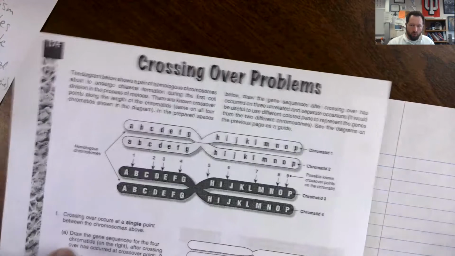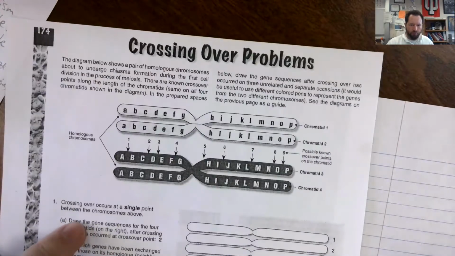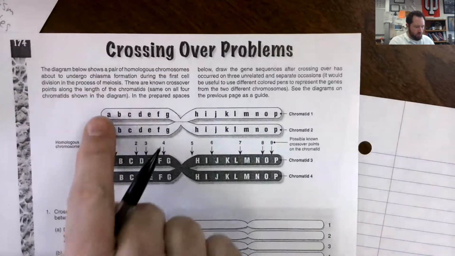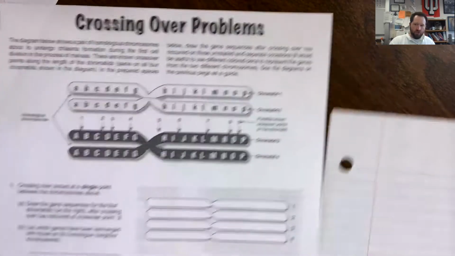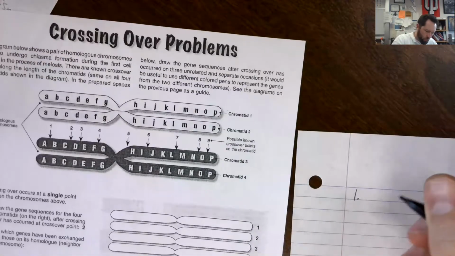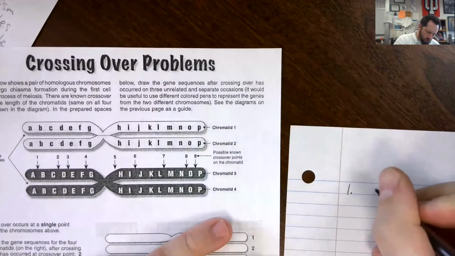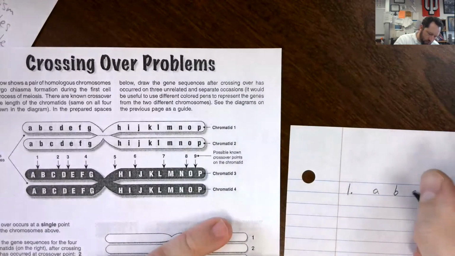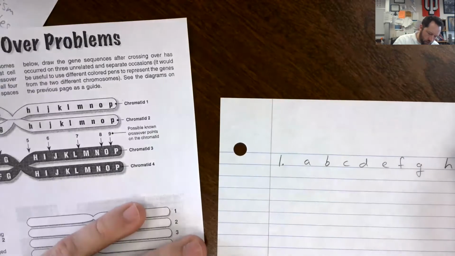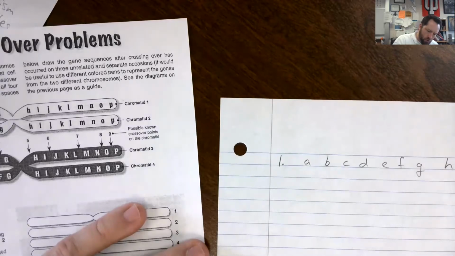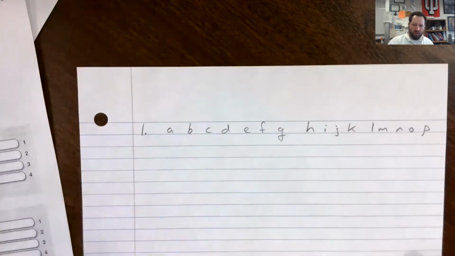All right, so number one here, we're going to have crossing over occur, and here's the first thing. Our top chromosome and our bottom chromosome are never going to change. They're always going to be the same. So I'm just going to go ahead and start with question number one. I'm going to start with my top chromosome: A, B, C, D, E, F, G. A little break right there, that's the center. And then H, I, J, K, L, M, N, O, P. Barely fit across the page there.